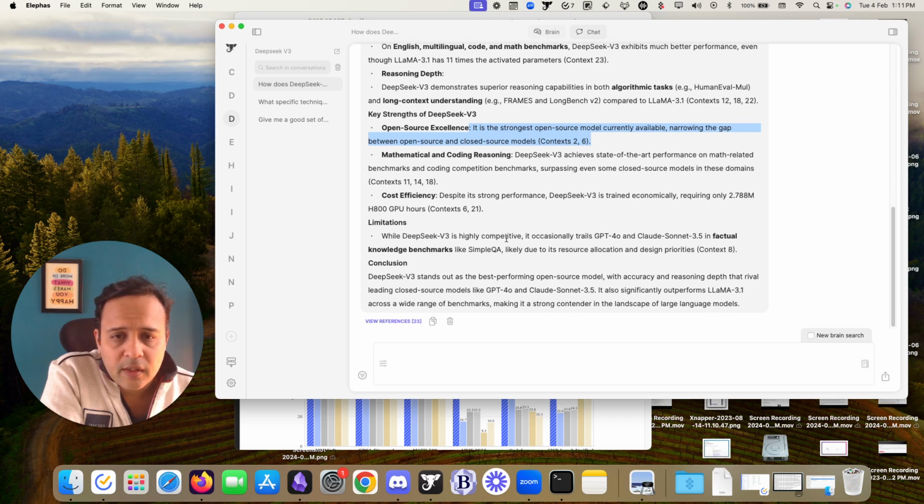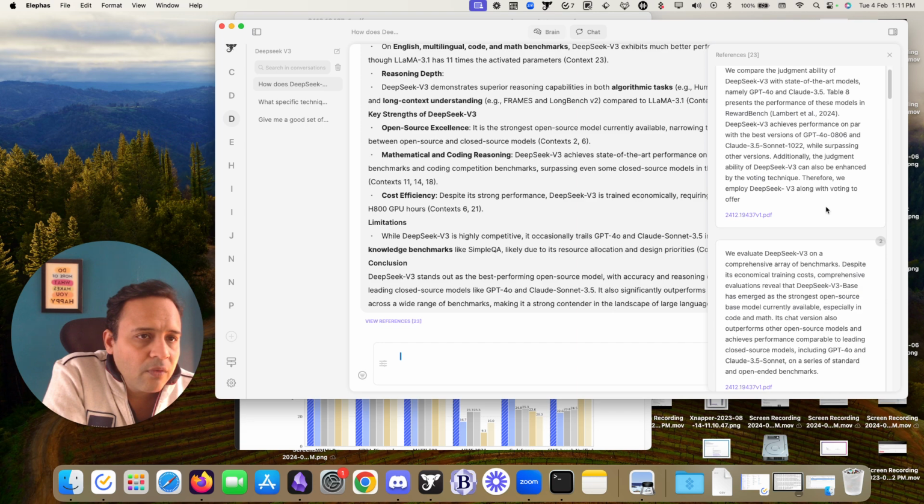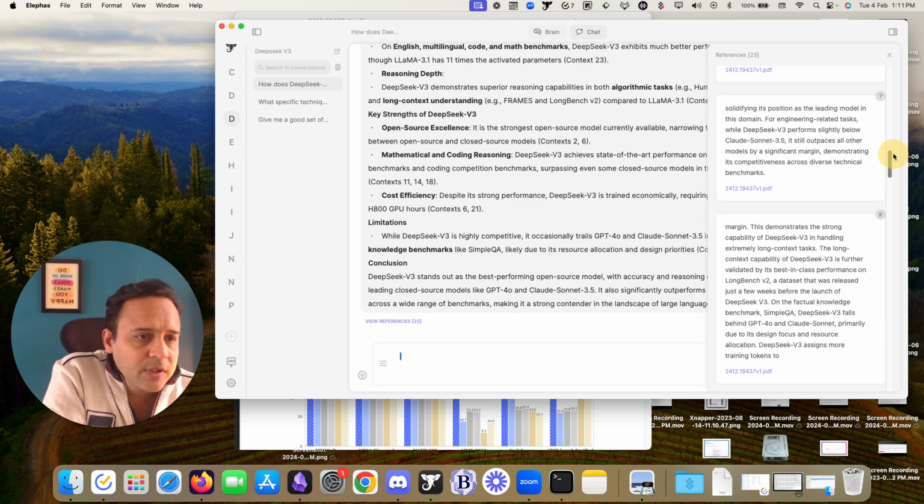Nice one. It occasionally trails GPT-4 and Claude Sonnet in factual knowledge benchmarks while simple Q&A, likely due to its resource allocation and design priorities. Context 8. So I can actually go and look at all the references here and see what these contexts are. It said context 8, let me just look at context 8.